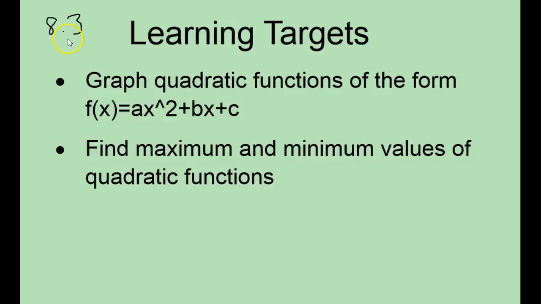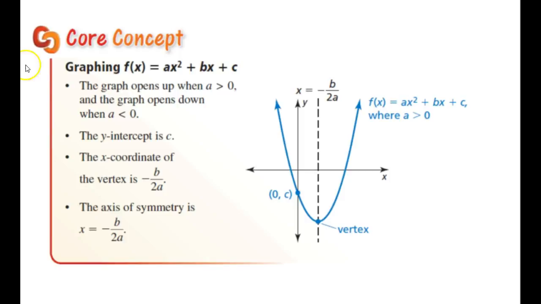All right, here's section 8.3, and our learning targets for the section are to graph quadratic functions of the form f of x equals ax squared plus bx plus c. So in section 8.1, we looked at just having this first term, this ax squared. Then in 8.2, we added this constant, this c value in, and now we're looking at an entire quadratic function in standard form. And then our second learning target is we're going to find maximum and minimum values of quadratic functions.